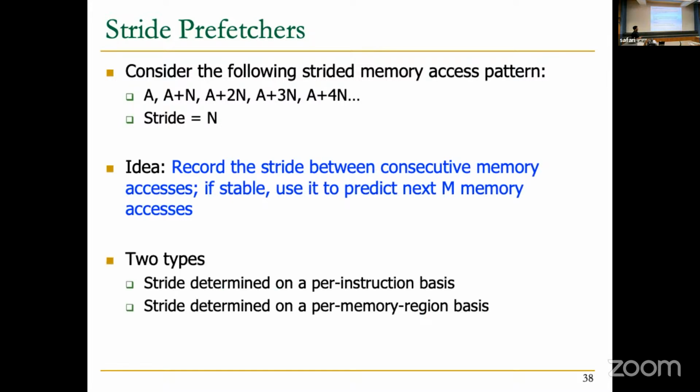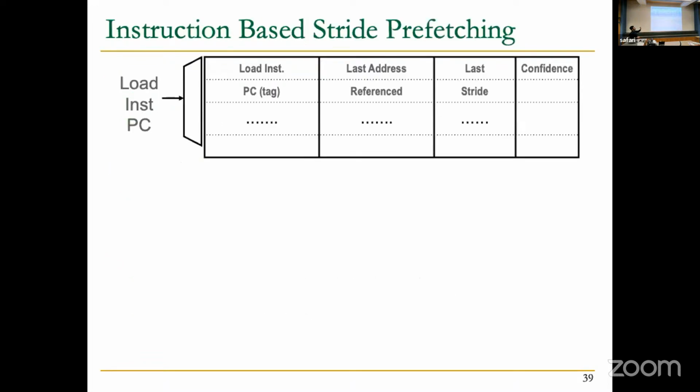So there are two types of stride prefetchers, based on the exact algorithm that we are going to discuss. Stride is determined either on a per-instruction basis or on a per-memory-region basis. The core concept is exactly similar; it's just the nuances of the differences in implementation. So let's go to the first one first, the instruction-based stride prefetching.